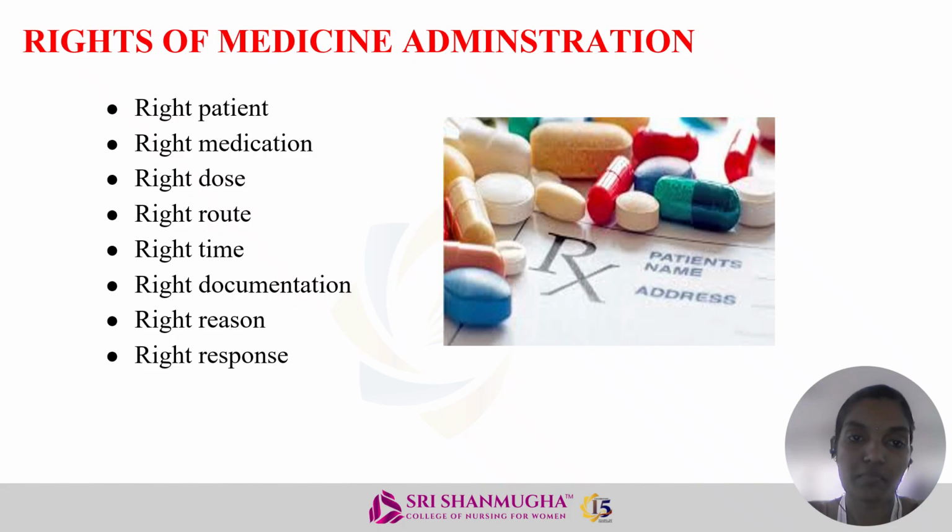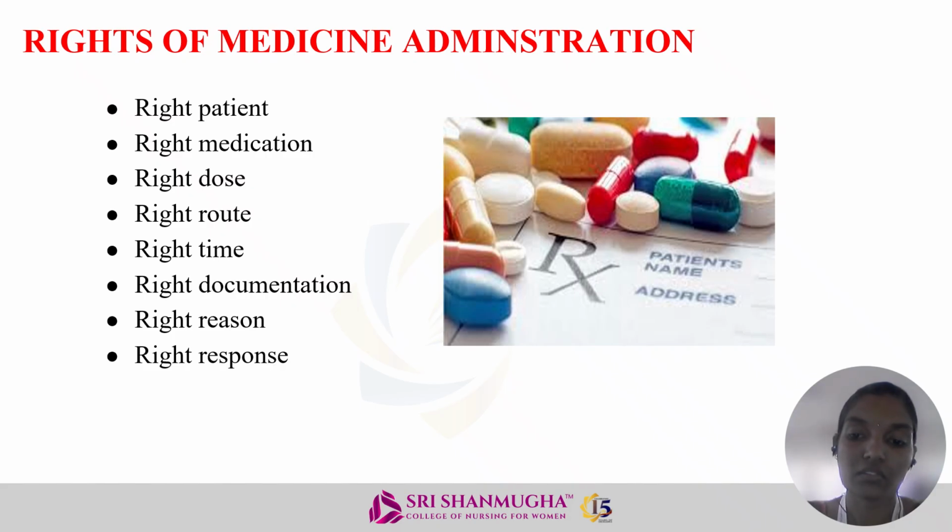Next one, rights of medicine administration. The rights we have seen are: right patient, right medication, right dose, right route, right time, right documentation, right reason, right response. Right patient means we have to check the patient ID, patient ID band, patient drug chart and patient file. These three things we have to check. After that, identify the correct patient. After that, we have to administer the medicines.